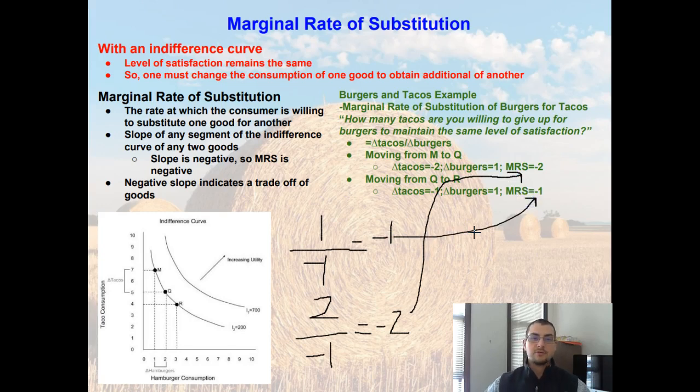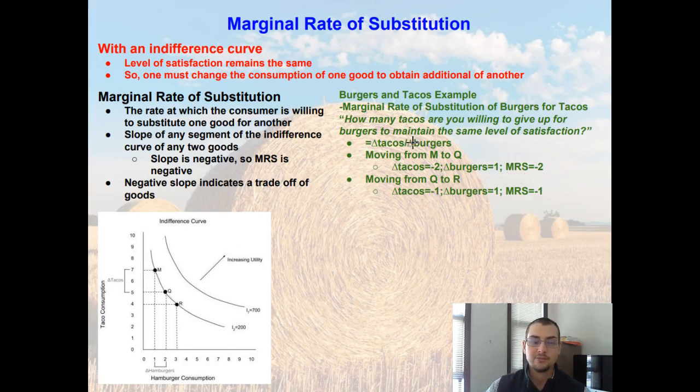So you can look at it one of 2 ways. You can either say, as I move from M to Q, or as I move from this point of the curve to this point of the curve, I will give up 2 tacos to eat 1 more hamburger. Or if I move back the other way, I'll give up 1 hamburger to eat more tacos. And if I move from Q to R, or from R to Q, I'm either giving up 1 taco for 1 hamburger, or I'm giving up 1 hamburger for 1 taco. So that's how you calculate this marginal rate of substitution.